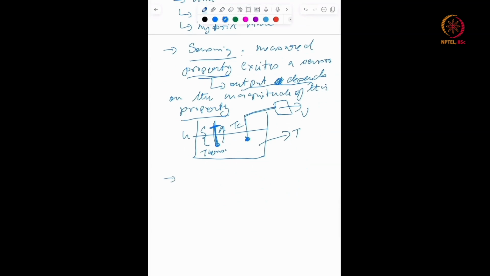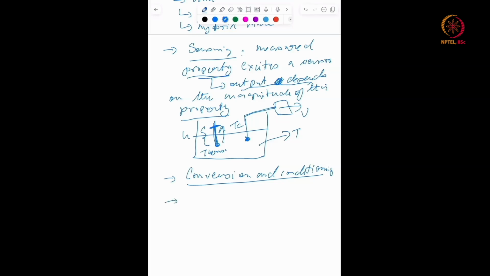So the second part is what we call conversion and conditioning. In this process, the components transform the sensor's output to a form or amplitude that is more suitable for observation or processing. So we basically condition the signal that is coming out of the components that compose the sensor, and we make it into something which is more suitable for processing.